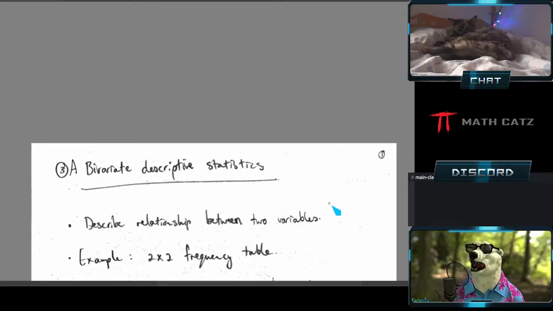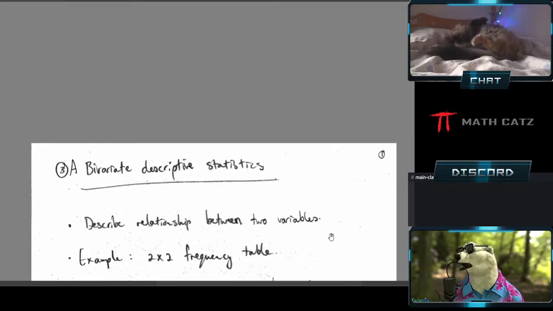So we're trying to essentially do the same thing, describing the data. But when we have two variables that are potentially somehow related to each other, we'll see things get a little bit more complicated in terms of how we describe that and how we describe it effectively. But we can still have a frequency table.